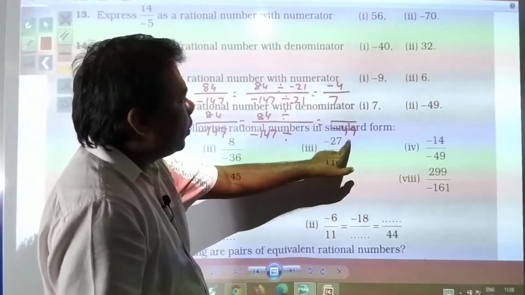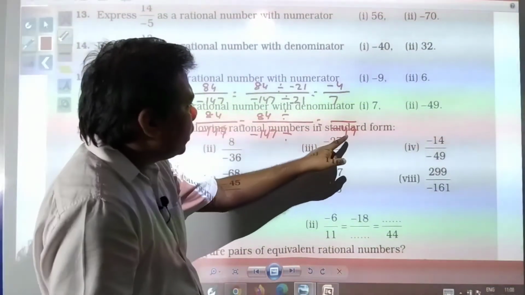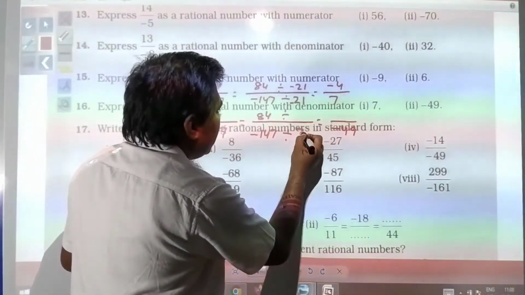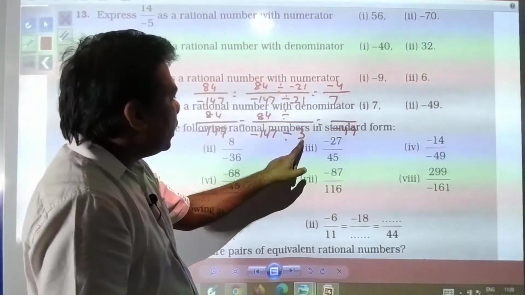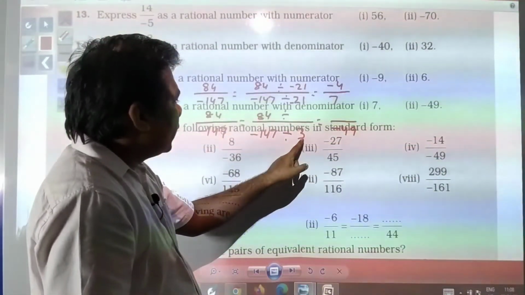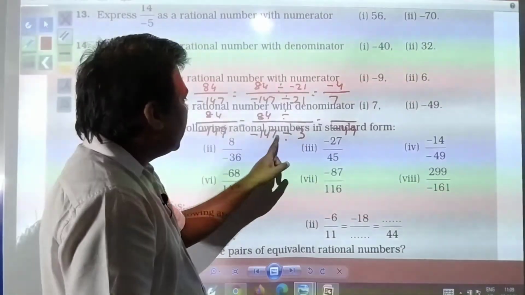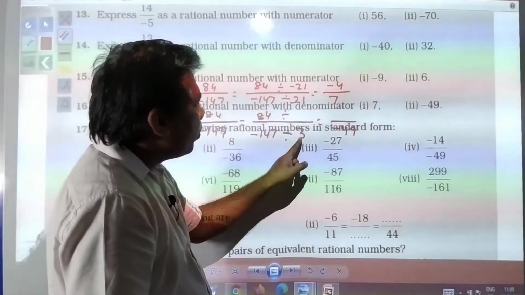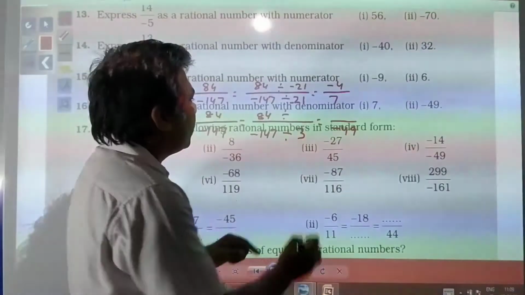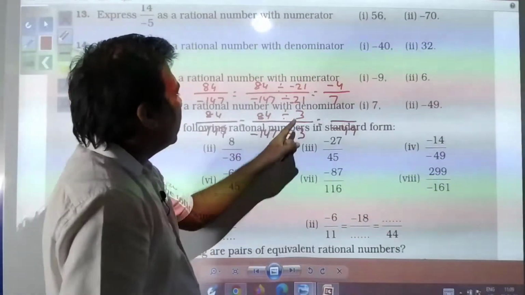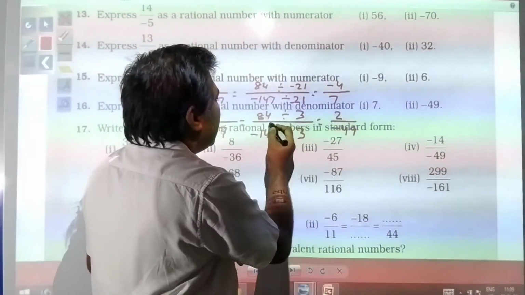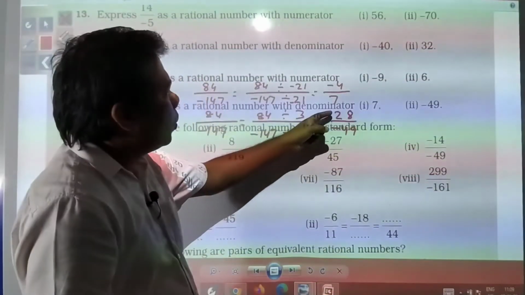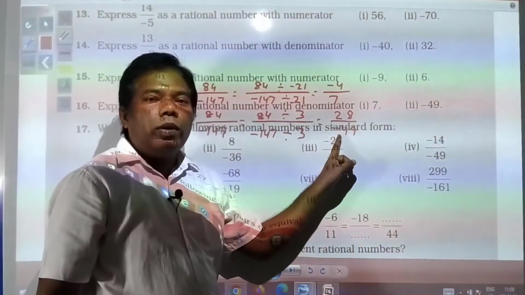So 3 times it will go: 3 9s are 27, 3 4s are 12, and 2 14. So 3 will be required to be put over here. If you are dividing this, you see, 3 4s are 12, 3 9s are 27, and minus you already have, so a positive number will be required to be kept. Here you need to put 3. 3 2s are 6, and 3 8s are 24. So 28 by minus 49 will be your answer.